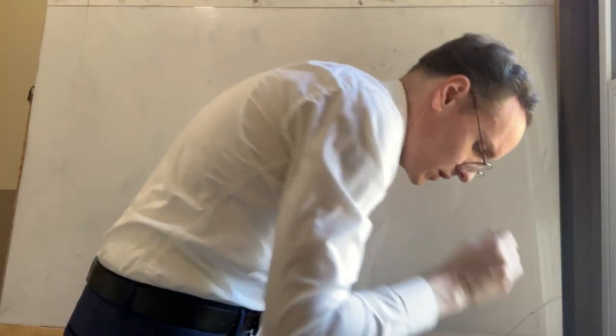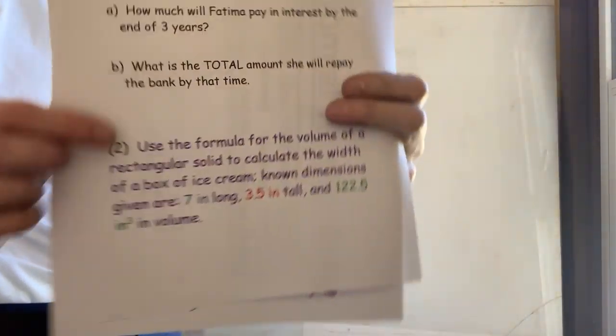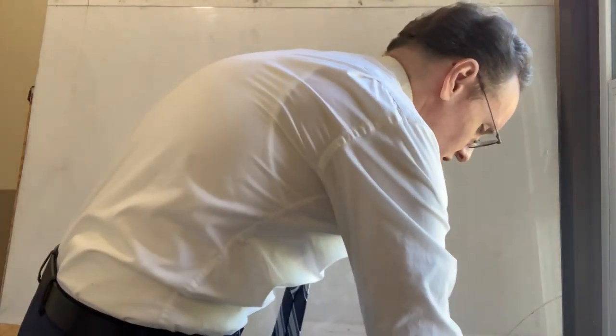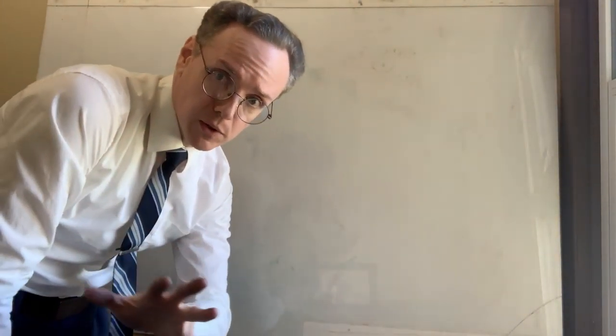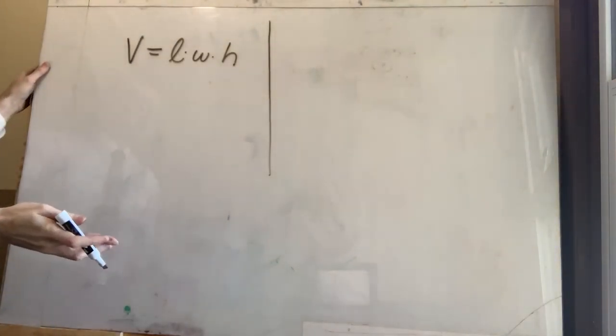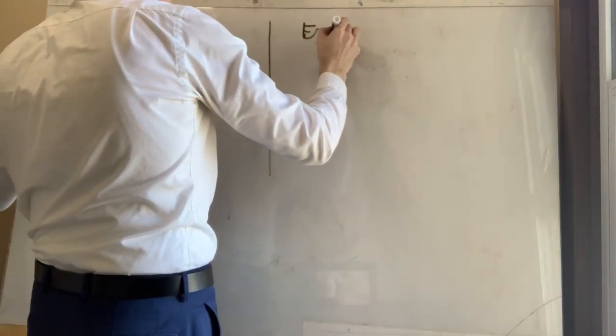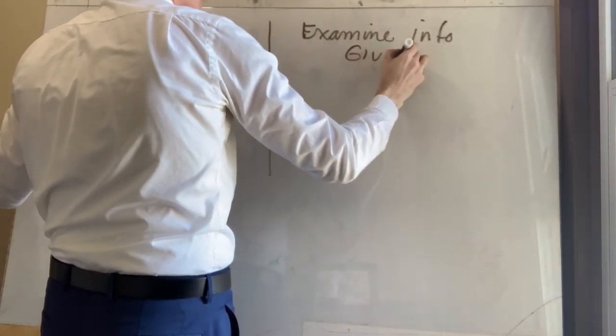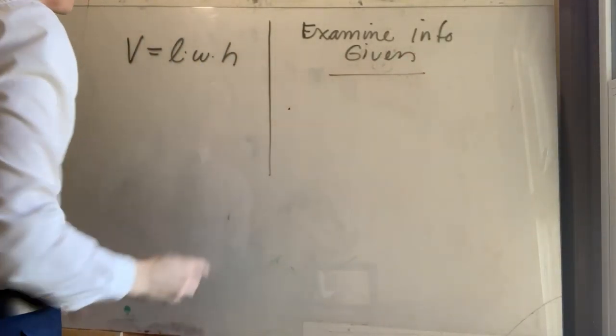The other question says use the formula for the volume of a rectangular solid to calculate the width of a box of ice cream. Known dimensions given are 7 inches long, 3.5 inches tall, and 122.5 inches cubed in volume. This is an instance where you have the formula, you don't have to go hunting for it. Formula equals length times width times height. But if you examine the information, and you should, you will see that they gave it to you all sort of botched up.